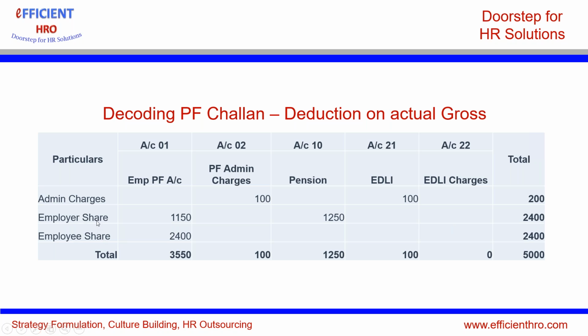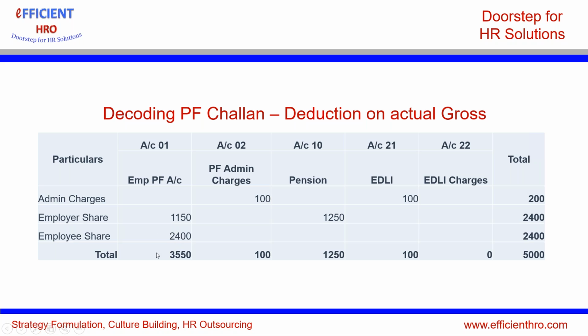Employer share: now the employer share is 2400. So we saw that 1250, which is the maximum limit for pension, came under the pension head, and the balance 1150 goes into the employee PF account. And the employee's share of 2400 entirely comes into the employee PF account as 2400.